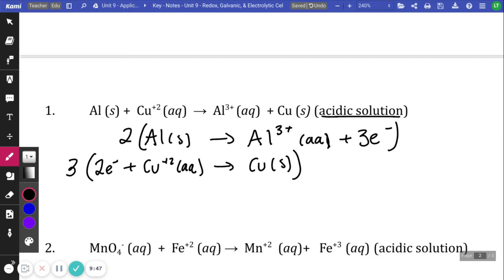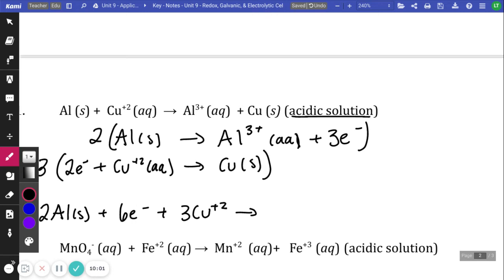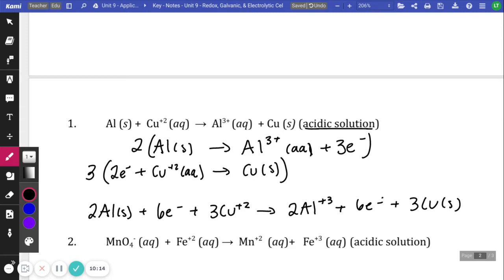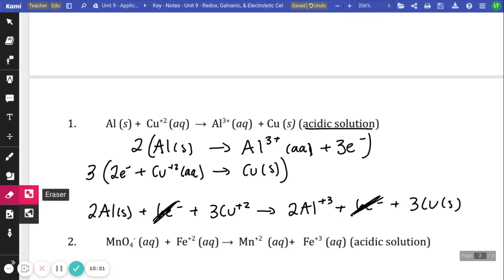So when I do that, I get 2 aluminum plus 6 electrons plus 3 copper 2 ions yields 2 aluminum ions plus 6 electrons plus 3 copper solids. Cancel out things that are on both sides, so the only thing that would be canceled out here is those 6 electrons, and then we'd be left with our final redox reaction of 2 aluminum.